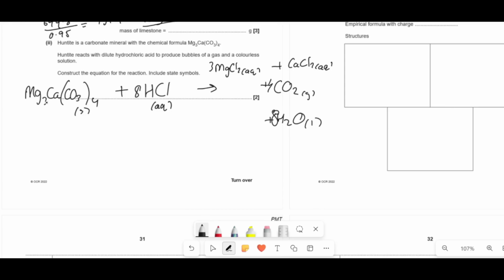Like 3 Mgs are probably going to be their minimum, and then 1 Cl minimum. And then to meet that, we need 8 of these. There's probably going to be 8 H2Os, and it all adds up if you check after. That's a way of doing it.